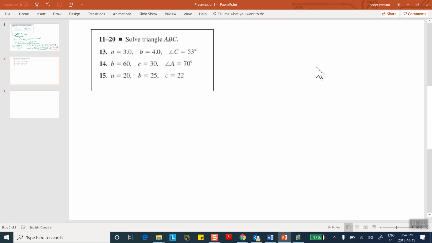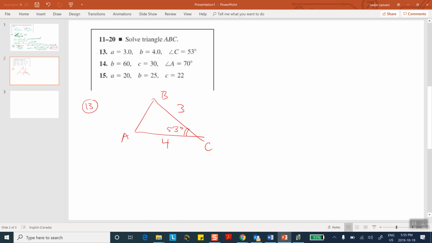Okay, let me do number 13. So the situation is this, number 13. It's always a good idea to draw these things. Okay, so we have A, B, C. You're told that this angle is 53 degrees. Side A, that's this side, is 3. Side B, that's this side, is 4. And of course you're asked to find the other side and the two missing angles.